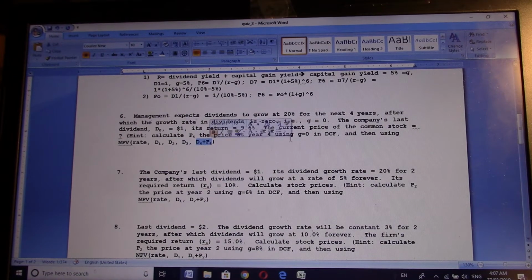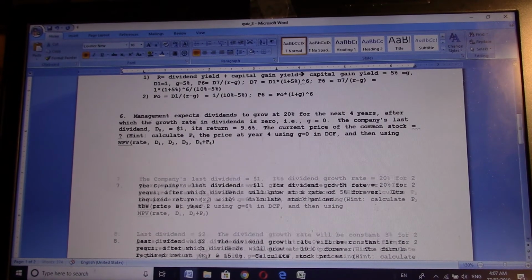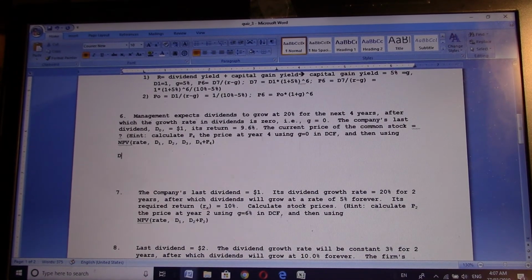So it grows at 20% for the next 4 years, and it's going to be 0% after year 4. The last dividend for your calculation should be D4 and also P4, but you need to use D5 to get P4. Now if we don't use this calculator, D1 is how much? D0 times 1 plus 20%, so it should be 1.2.